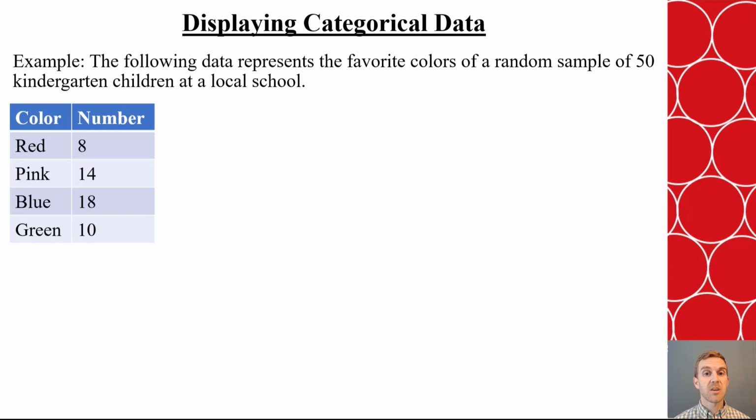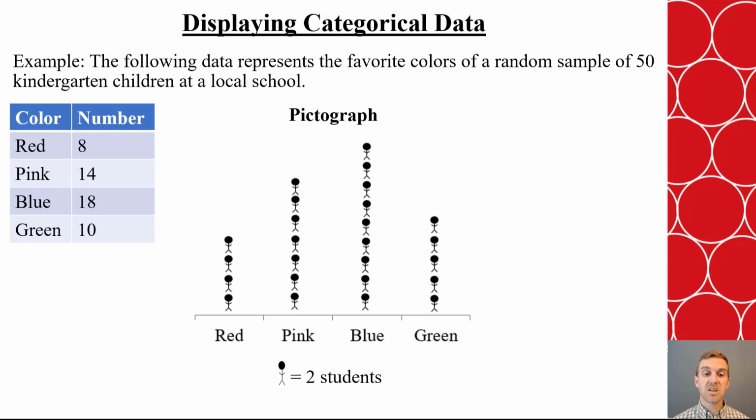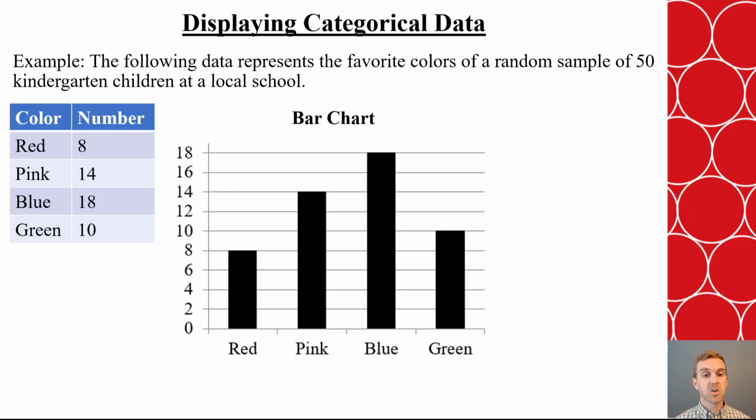For example, if we did a pictograph, maybe we'll use stick figure children to represent the number for each of those categories. So we're going to make the stick figure child represent 2 students. This would mean we'd use 4 of those stick figure children for red, 7 for pink, 9 for blue, and 5 for green. Or we could have created a bar chart.